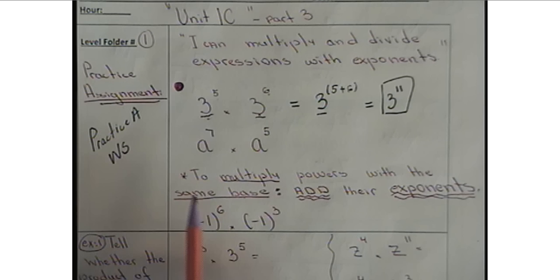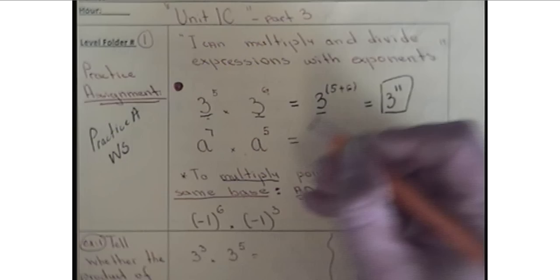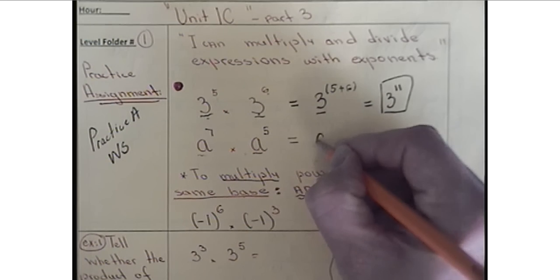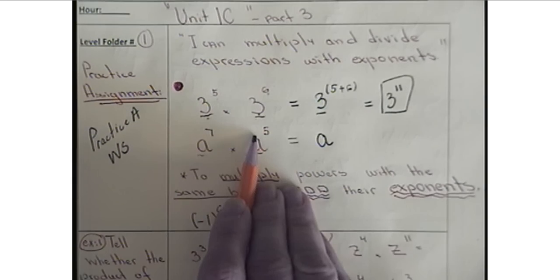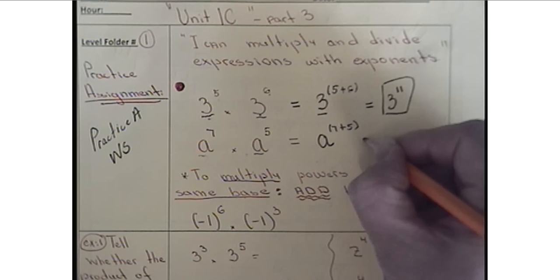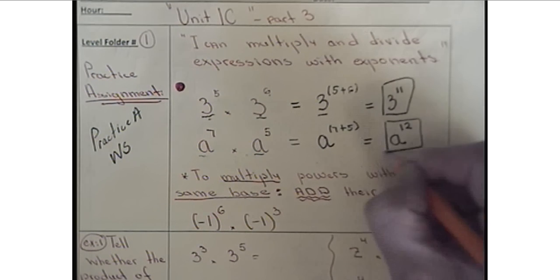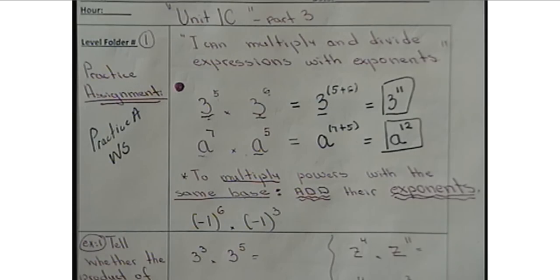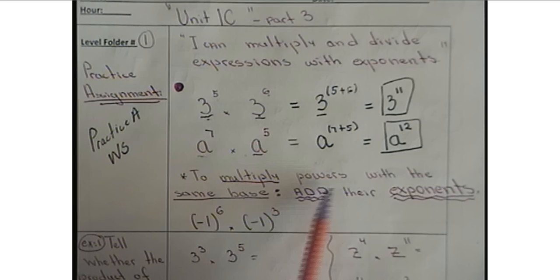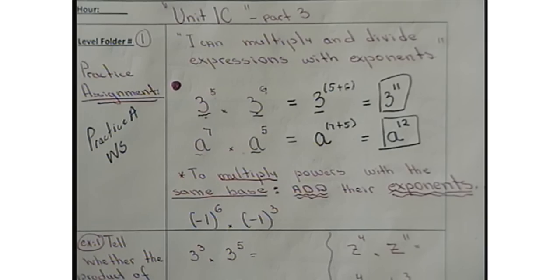Next one, we have a to the 7th times a to the 5th. Again, the base here is the variable a. What do we do with exponents? We add them. So it will be 7 plus 5. That will be equal to a to the power of 12. Alright, I think you got what we're doing here. Very basic simplification. That's all you have to remember: to multiply powers with the same base, add their exponents. That's the rule.